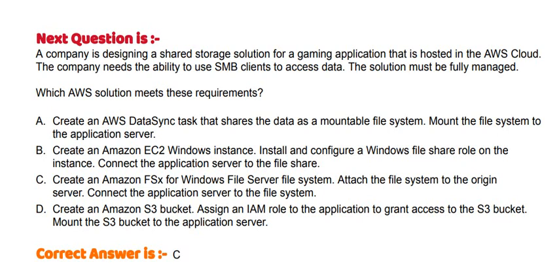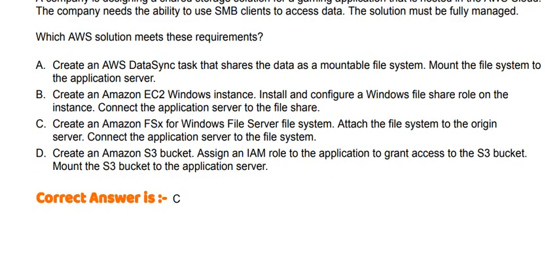Option B: create an Amazon EC2 Windows instance, install and configure a Windows file share role on the instance. Connect the application server to the file share. Option C: create an Amazon FSx for Windows File Server file system. Attach the file system to the origin server, connect the application server to the file system. And option D: create an Amazon S3 bucket, assign an IAM role to the application to grant access to the S3 bucket, mount the S3 bucket to the application server. And the correct answer is option C.